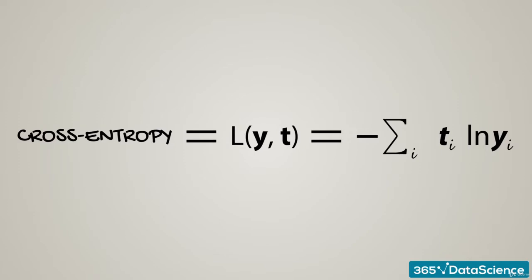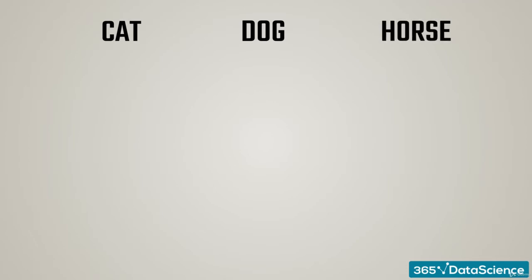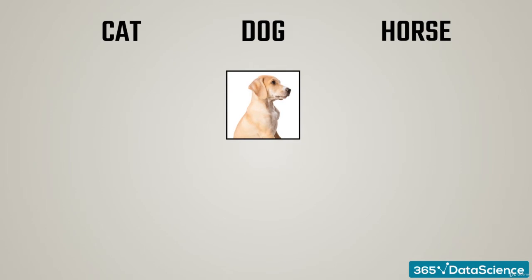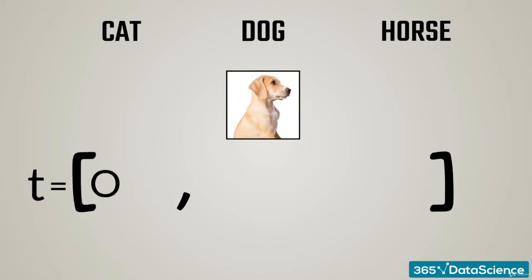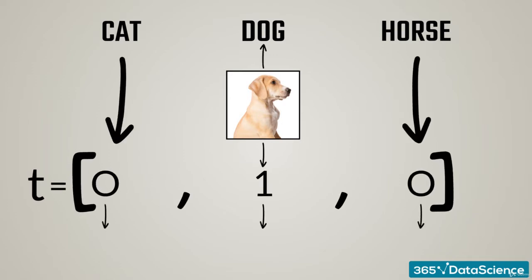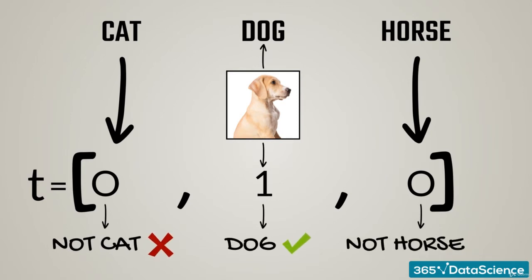Time for an example before I lose your interest. Let's consider our cats and dogs problem. This time, we will have a third category, horse. Here's an image labeled as dog. The label is the target. But how does it look in numerical terms? Well, the target vector t for this photo would be 0, 1, 0. The first 0 means it is not a cat, the 1 shows it is a dog, and the third 0 indicates it is not a horse.